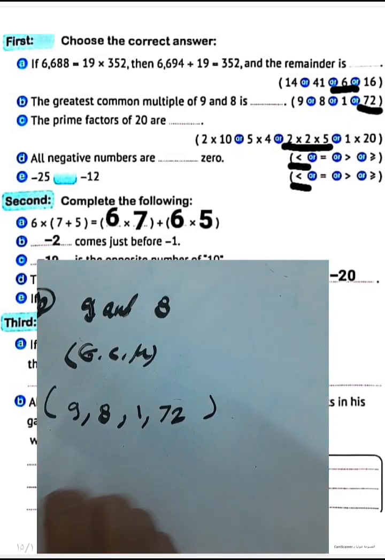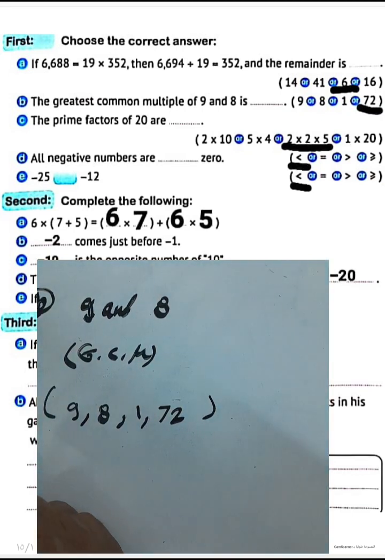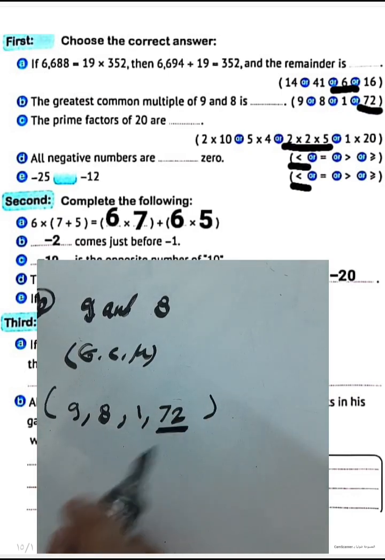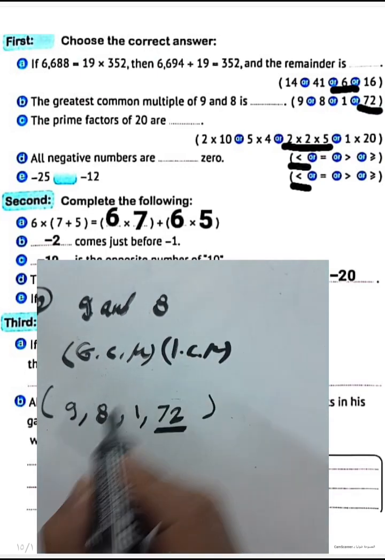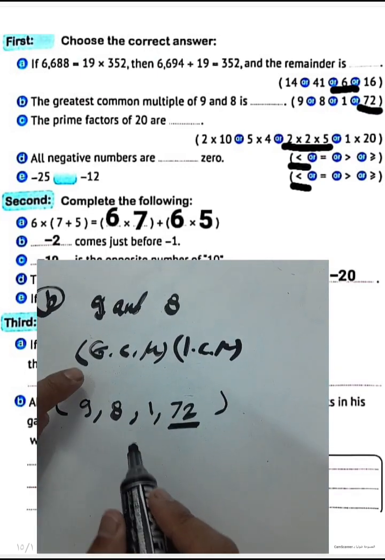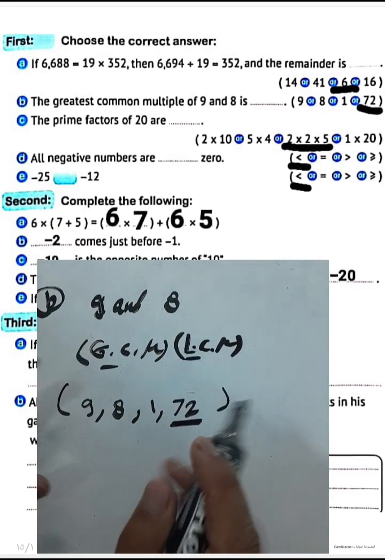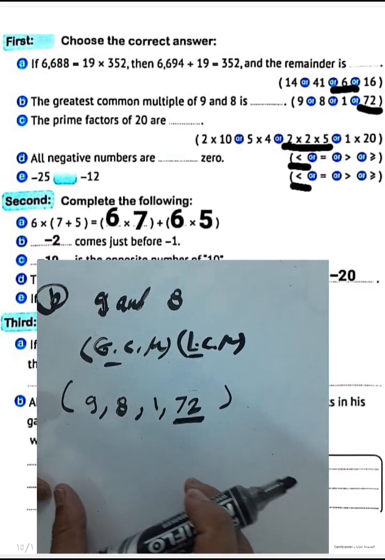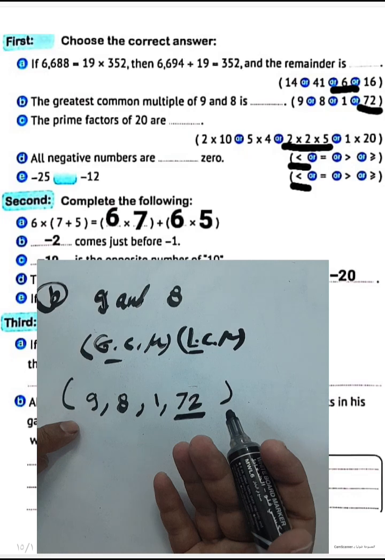To find the least common multiple between 9 and 8, you must find their product. 8 times 9 equals 72. Then the least common multiple between the two numbers will be 72. We call it least common multiple, but in this example he wrote this word, he changed it to greatest common multiple, because he gives us the results in this parenthesis: 9, 8, 1, and 72.